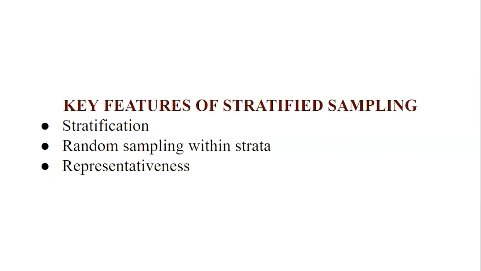So after creating the strata, random samples are independently selected from each of the subgroups, and the sample size from each stratum can be proportional to the size of the stratum, or it can be based on a desired level of precision within each subgroup. Then representativeness. The ultimate goal is to ensure that each stratum is represented adequately in the sample, which would give more accurate estimation and analysis within each subgroup. So that is stratified sampling.